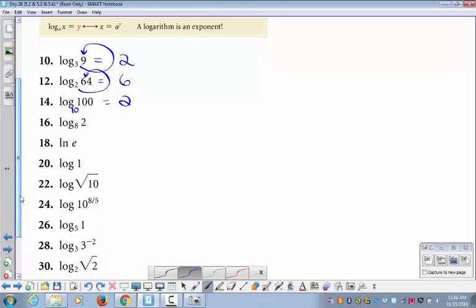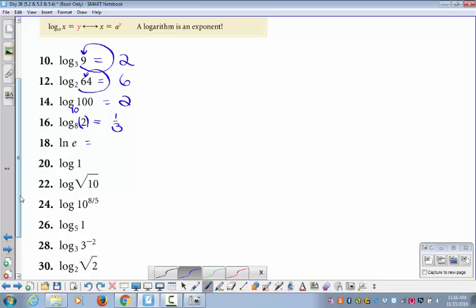Here, 8 to the what gives 2. 8 to the 1/3 gives 2. The cube root of 8 is 2. 8 to the 1/3 is 2. So again, it's the base raised to the other side is equal to the argument. We always call whatever's inside a function, I call that the argument. I don't know why exactly, but that's what they call it. So 8 to the 1/3 is 2.